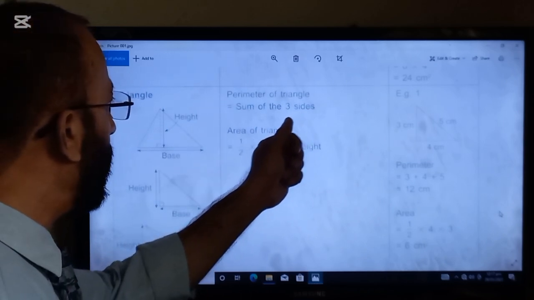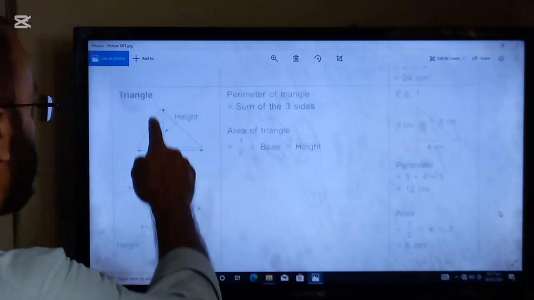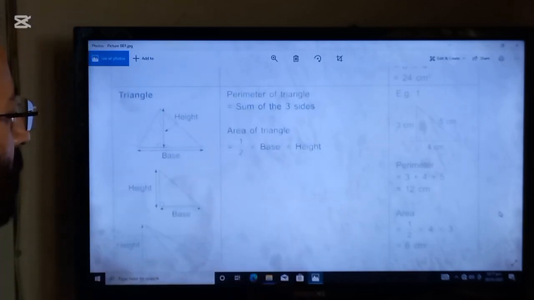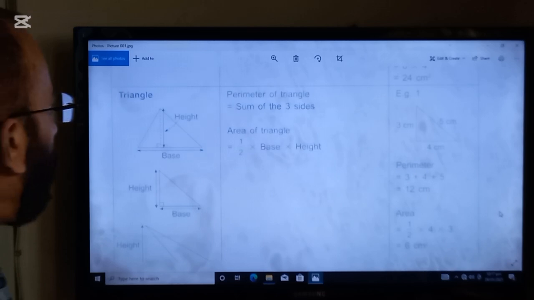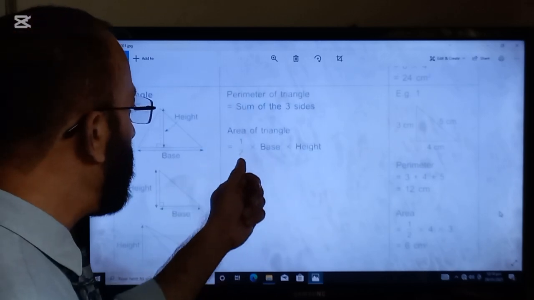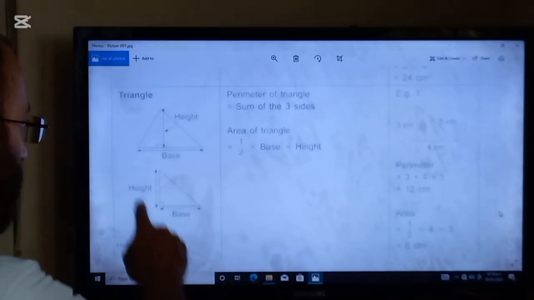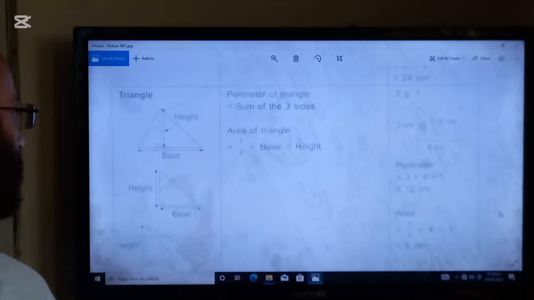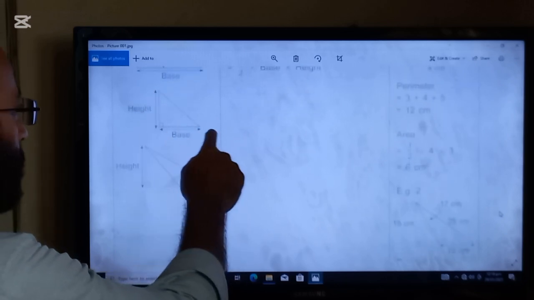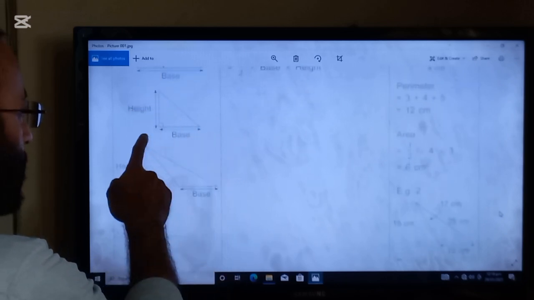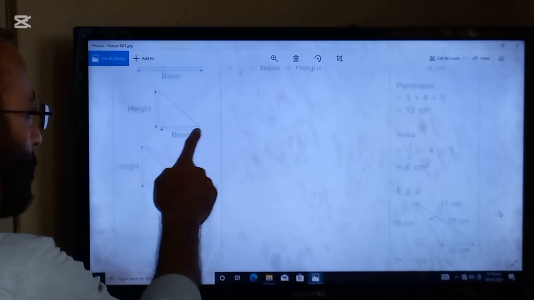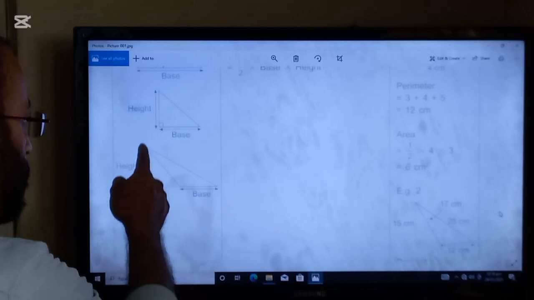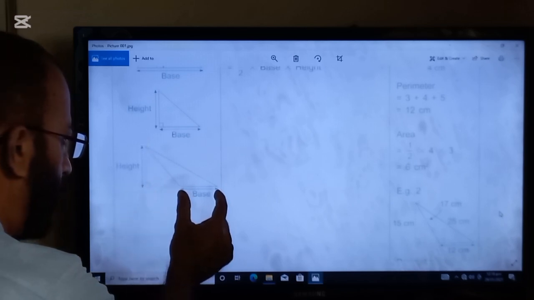Perimeter of the triangle, that is sum of the 3 sides. So perimeter is always sum of the outer boundaries. That is the formula for the perimeter of the triangle. And area of the triangle formula is 1 by 2 into base into height. Here is the base, here is the height. Height is always perpendicular to the base. Here is another triangle. So this is the height, this is the base, because height is perpendicular to the base. Here is another type of the triangle. So this is the height and this is the base.